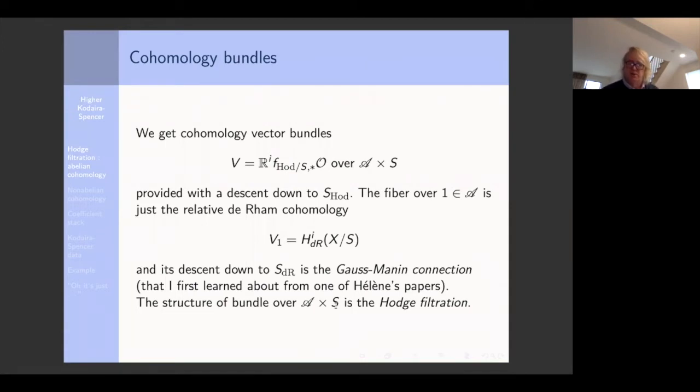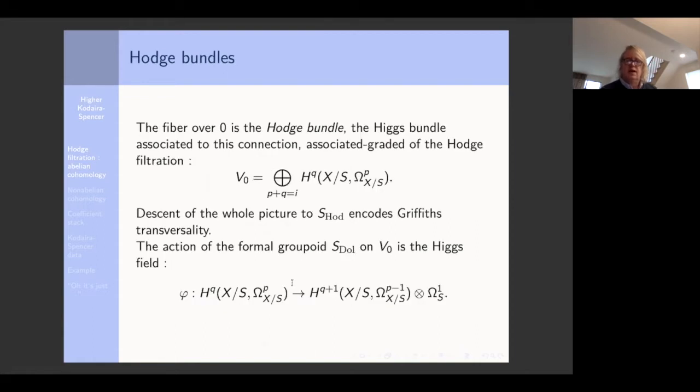And the fiber over 0 is the associated gradient of that filtration. And that structure of a bundle over A cross S is the Hodge filtration on the de Rham cohomology. And now the fiber over 0 is the associated gradient of the Hodge filtration. So it's what's called now, I think, the Hodge bundle. So this shows up a lot in Kong's work, for example.